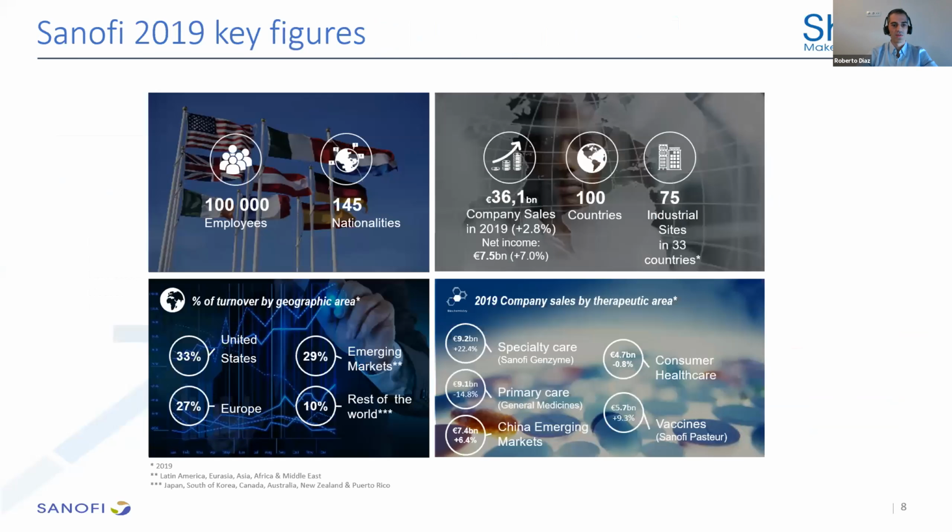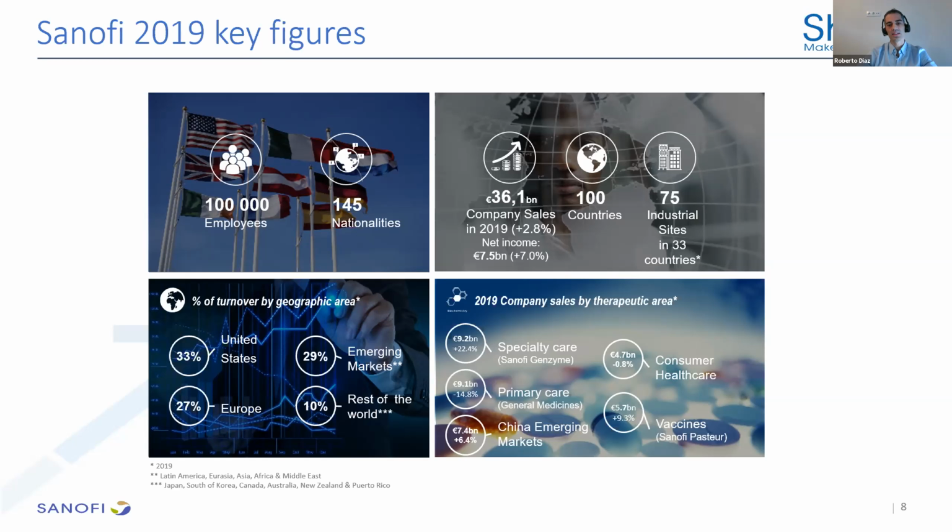So these are the Sanofi key figures. Sanofi is a French company headquartered in Paris. We are more than 100,000 employees from 145 nationalities. In terms of turnover, we can see that the United States is the biggest country or market, followed by Europe, emerging markets, and finally the rest of the world.